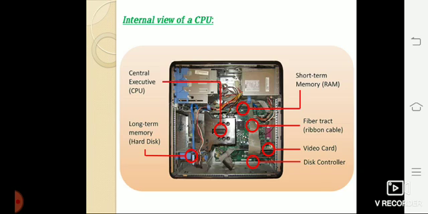Internal view of a CPU. This is the internal parts of a CPU. The abbreviation of CPU is Central Processing Unit. The CPU is also known as the brain of the computer. In our body, we have internal organs such as heart, liver, kidney, etc. In the same way, in the CPU, there are internal parts to do some specific tasks.